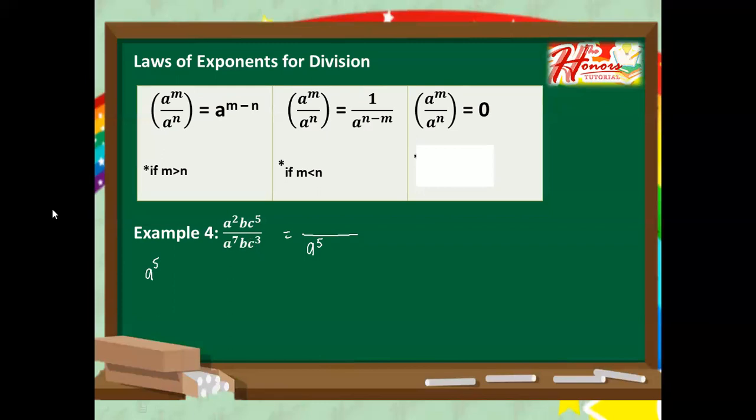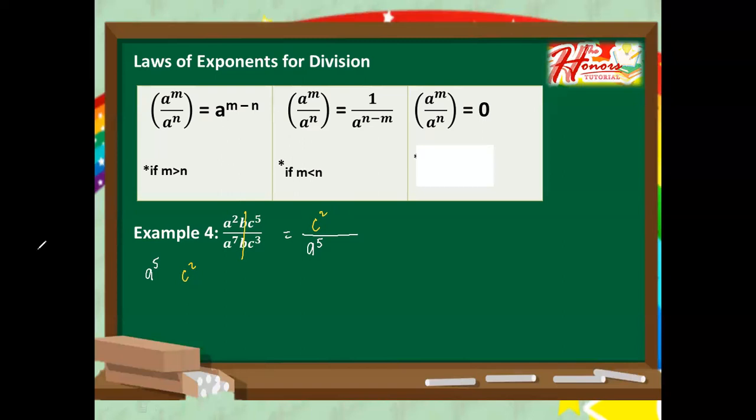How about this? We have here b and b. That is cancel 0 because the exponent is the same. Let's have c. C raised to 5 over c cubed, subtract the exponents, 5 minus 3, that's 2, so c squared. Where would I put c raised to 2? On top, because 5 is greater than 3. And that's it for number 4.